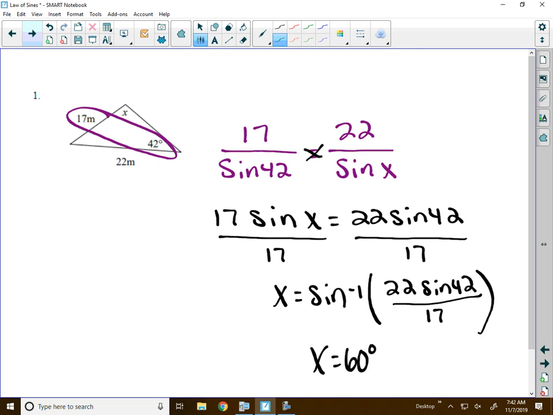Yeah, on this one, if you round to 1 decimal, it's going to round up to 60. We can do a solid 60 on that one. Everybody get 60 okay? Okay.